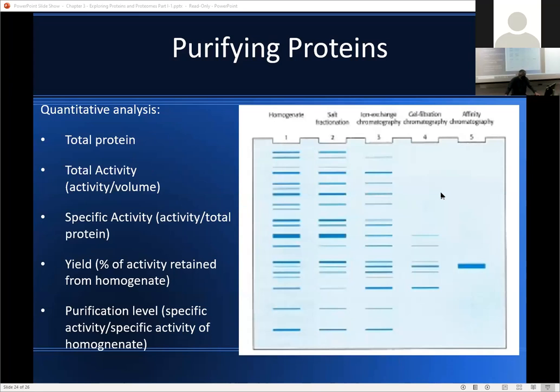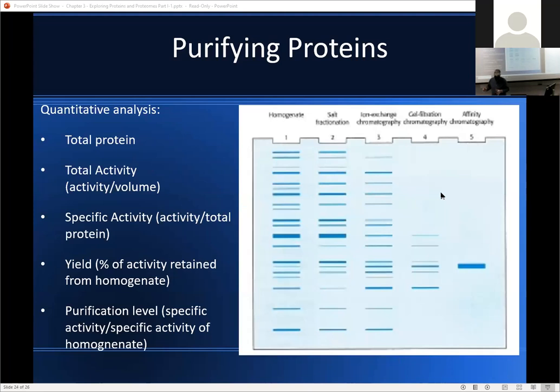Okay, so let's talk about some of the things. Getting back to protein purification, this is a very long drawn out process. It can be very frustrating. And at the end, when you get pure protein, it's only a small fraction of what you started with. When we do a quantitative analysis of protein purification, there's a couple things we want to look for.